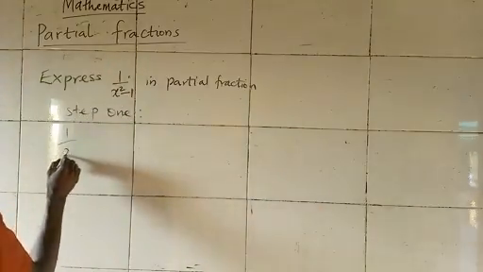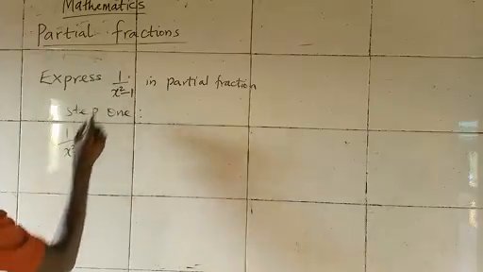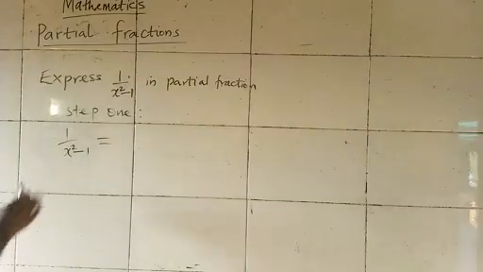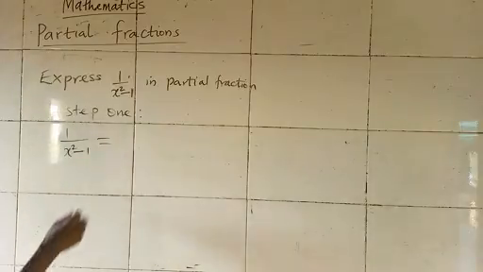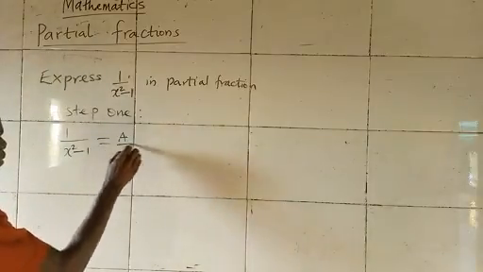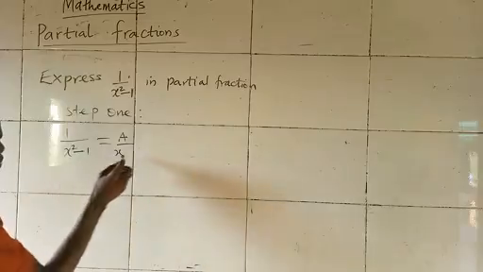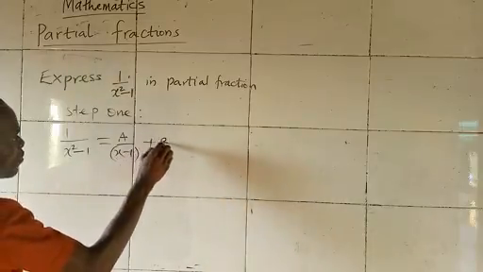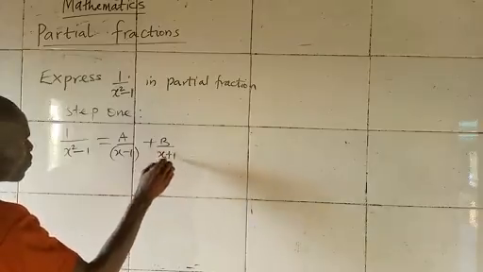Looking at the expression, we have 1 over s squared minus 1. In this one, the rule we are using is the quadratic rule, the difference of two squares. Now in this case, I'll be having A over s minus 1 plus B over s plus 1.